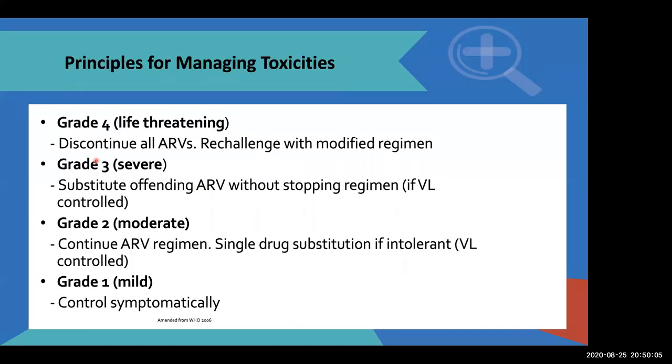Right. And remember, like I said, from a NIMR perspective, you generally manage mild side effects. If things start to get worse, then you need to contact your doctor. Remember, I said from grade 2, where we need to switch one drug, NIMR nurses are able to identify a side effect, link it to a specific drug, then consider switching that drug after consultation with your doctor.